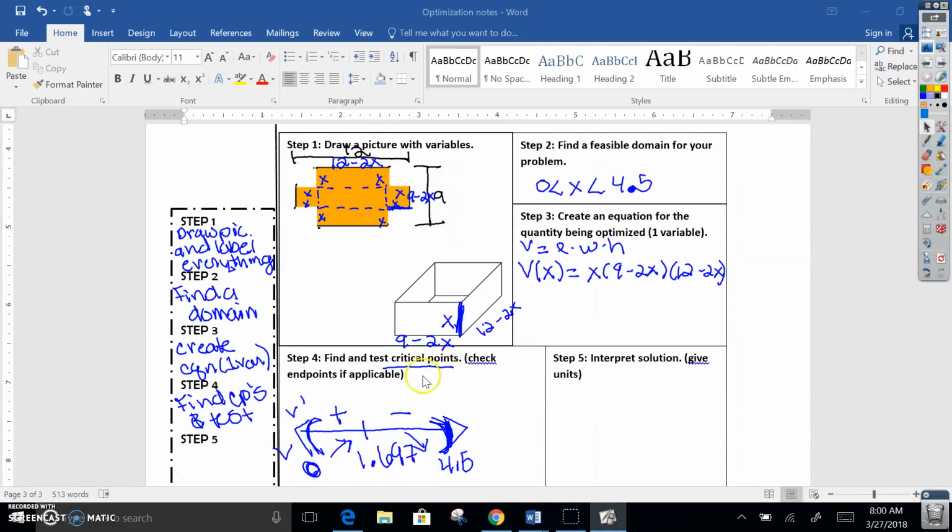So what I did now is I came back in step 4, which is to find CPs and test. My CP, the only one I got was 1.697. I know the derivative was positive and then changed to negative, so that means it was going up and going down. Since we're trying to maximize, again, we don't really need to check the endpoints. I know both of those are mins. The only max I'm going to have here is 1.697. So the box needs to be 1.697 by 1.697.